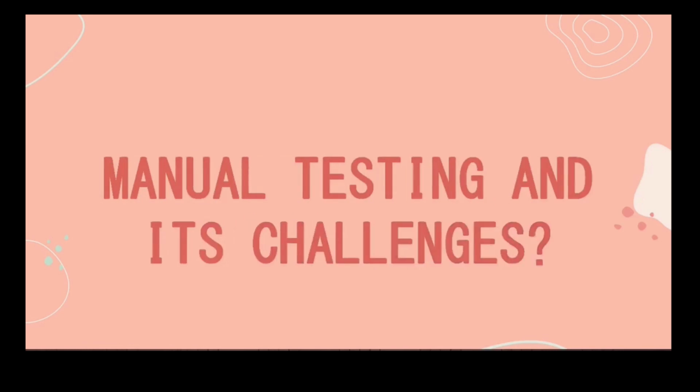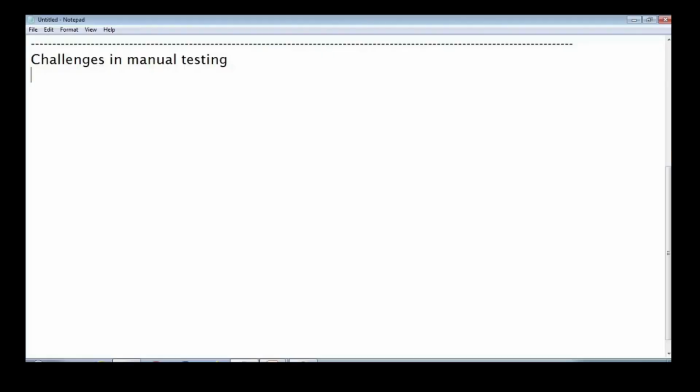So moving to the next topic, manual testing and its challenges. Now see, basically there are two challenges in manual testing. One is retesting, and the second is regression testing. So what is retesting? Let us first understand what is retesting. Now retesting is done to make sure that the test cases which failed in the last execution are passing after those failures are fixed. It's called retesting. Let us take up an example.